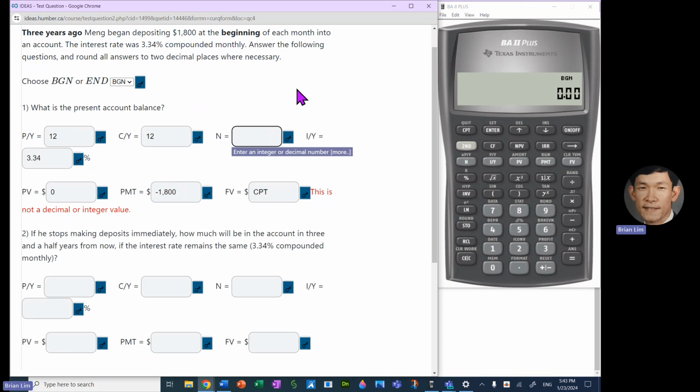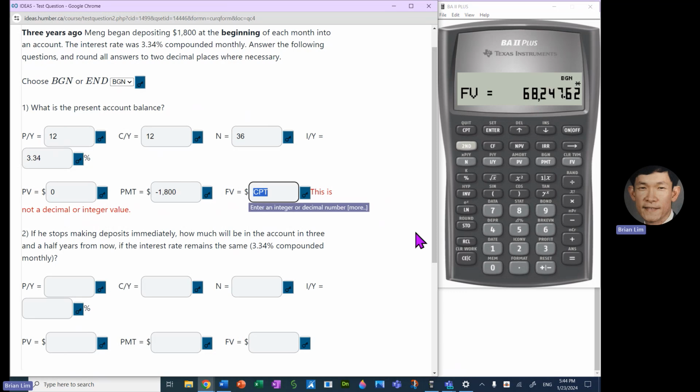Now we have to find out how many years. It was 3 years ago, so the number of years is 3. So 3 second N, and N turns out to be 36, which is 3 times 12. Now we'll input the 3.34 for the interest rate. The present value is 0, that is the beginning amount. The payment is $1,800, entered as negative. Then we compute the future value, and it turns out to be $68,247.62. All right, good.